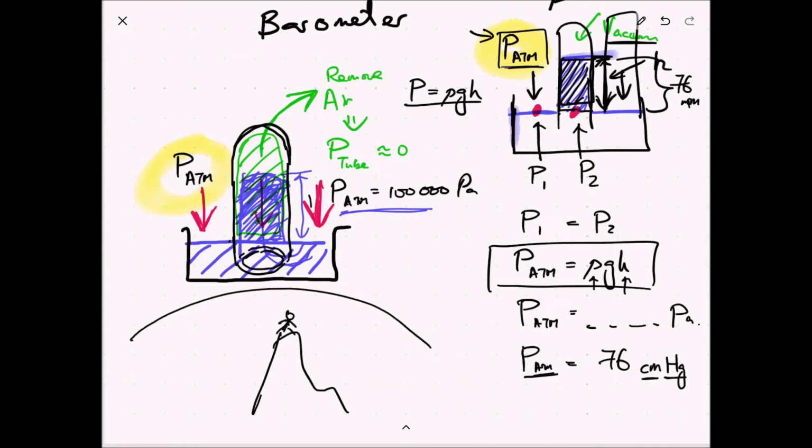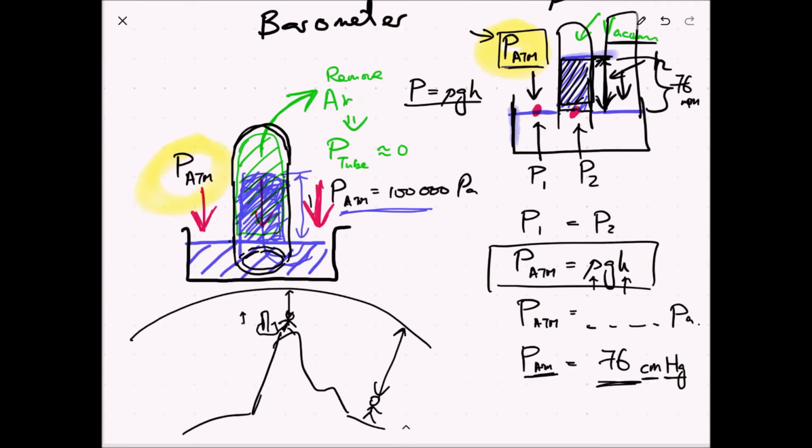So for example, if you decided to climb a very high mountain, when you reach the top, you're actually under a very thin layer of atmosphere compared to when you are at the bottom where you are under a deep layer of air. And if you bring a barometer up here, you will find that the mercury column that can be supported will be way less than 76 cm Hg.